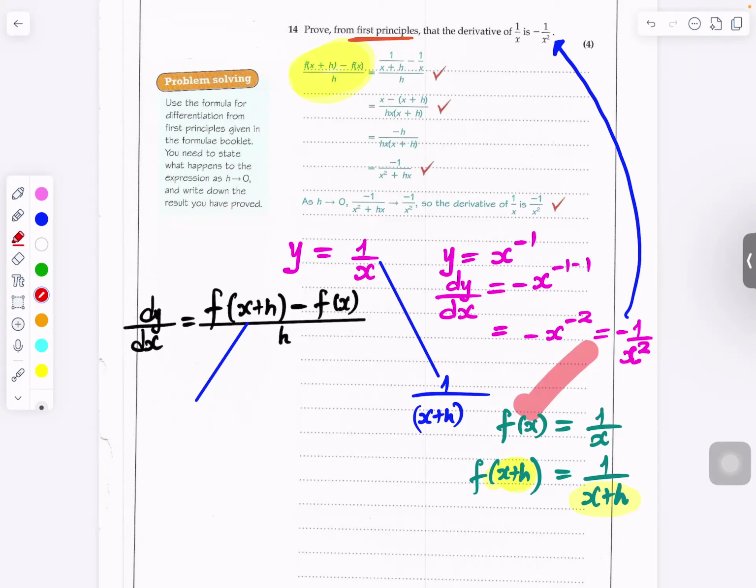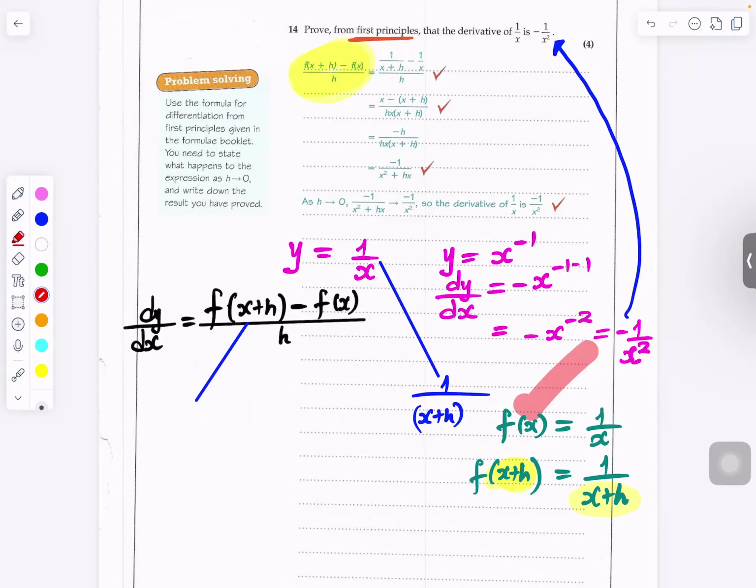But now they don't want us to differentiate it using this method. They want us to use first principle. First principle means you use another method which has to do with the formula. The first thing from first principle, you write the formula. dy over dx is equal to f of x plus h. This is given in the formula book. This is like working out the change in gradient. So the first thing, I write the formula.